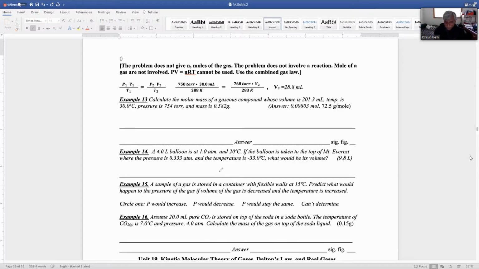Example 14. A 4-liter balloon at 1 atmosphere pressure and 20 degrees Celsius. If the balloon is taken to the top of Mount Everest, where the pressure is 0.33 atmosphere and the temperature is negative 33 degrees Celsius.